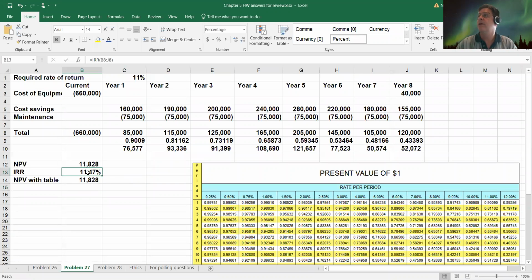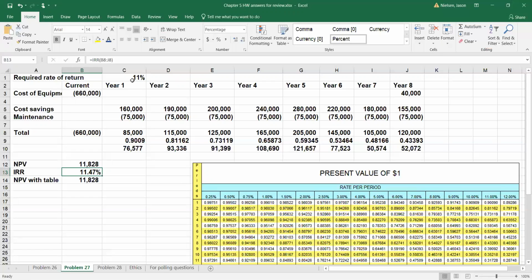And the IRR is 11.47%. So just over the required rate of return. So this is pretty close, I would say, to zero. So you might consider other factors when making this decision, but our decision rule is positive NPV, IRR higher than 11%, then we should do it.